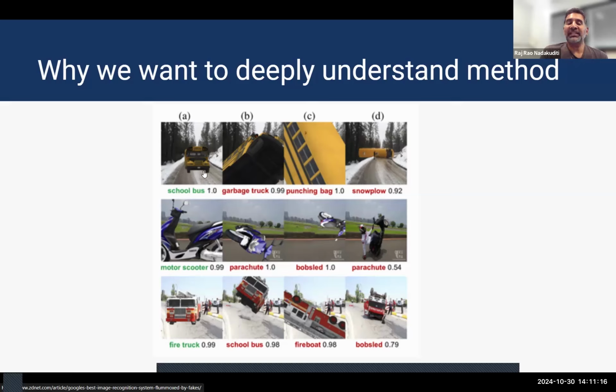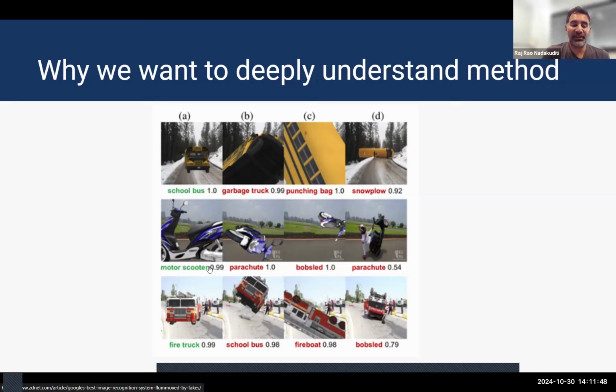But then you notice that if I take the school bus and I rotate it in weird ways, for example, a school bus that is, I hope never quite happening, but in a deformed crash-like situation, you notice the predictions of the neural network are in column B, it says it's a garbage truck. In column C, it thinks that this flipping over school bus is a punching bag, whereas in column D, it thinks it's a snowplow. Now, a human would certainly recognize a school bus in each of the situations B, C, and D, but the neural network doesn't quite.